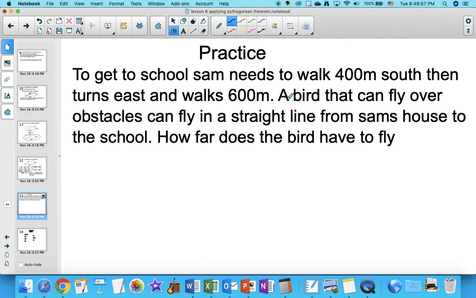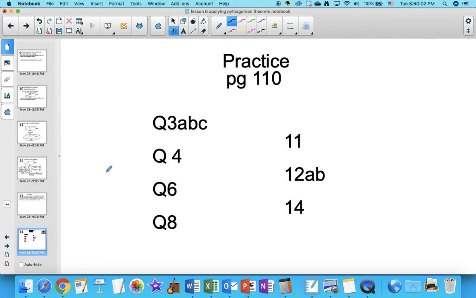So try and do this one on your own. If you need any help, please ask. We'll solve this one in class as well. And then afterwards, practice these questions. Question 3, A, B, C. Question 4, 6, 8, 11, 12, and 14.